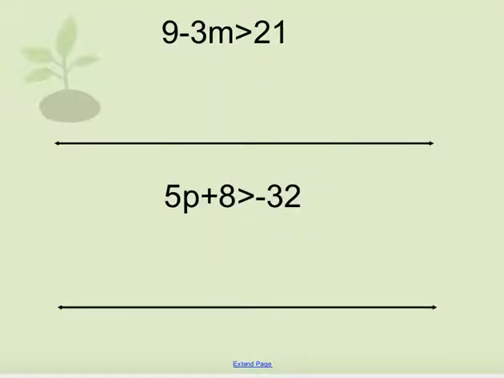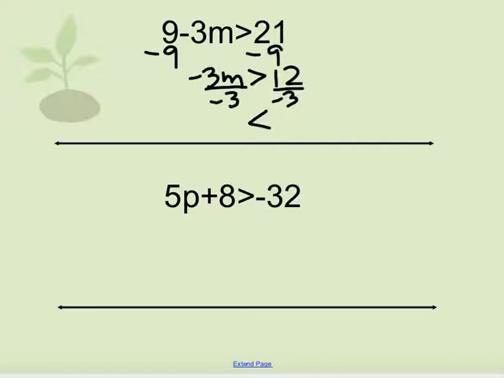All right, I'll just do one of these. I'll do the top one here. And if I have a 9 minus 3m is greater than 21, I'm going to get rid of that 9 first by subtracting it. And I get a negative 3m is greater than 12. And I divide by a negative 3. Now a little light bulb should go off saying, oh no, we divided by a negative number, so I need to switch the sign. So a greater than sign becomes a less than sign. And we get m is less than negative 4. So it's going to be an open dot on negative 4 going to the left.